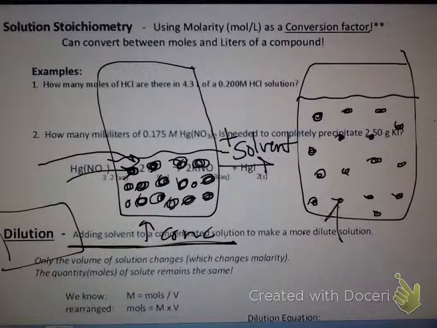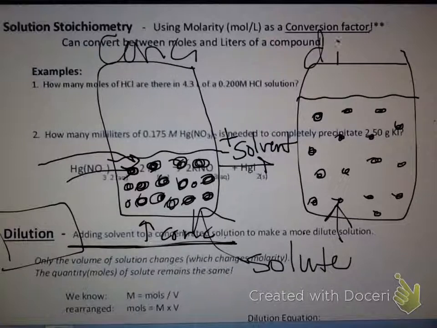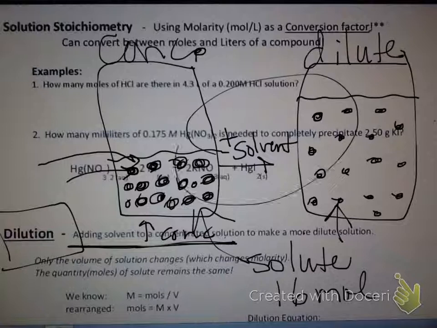The solute does not change. The solute in both of these solutions, this is the concentrated solution and this is the dilute solution, the amount of solute doesn't change. In this little example here, let's say each dot represented a mole. I had 16 moles of solute dissolved in both of the solutions.